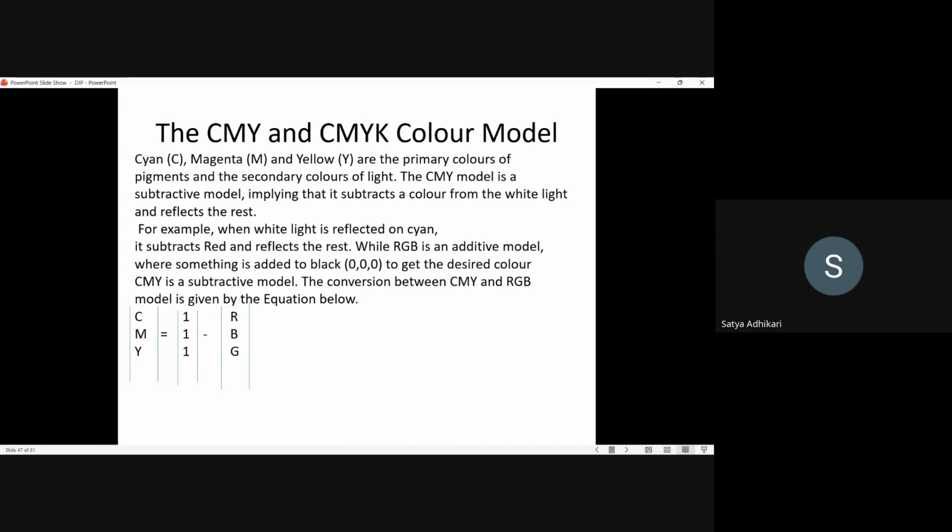While RGB is an additive model where something is added to black to get the desired color, CMY is a subtractive model. The conversion between CMY and the RGB model is given by the equation below. That is, C is equal to 1 minus R, M is equal to 1 minus G, and Y is equal to 1 minus B. It is shown in the form of a matrix.